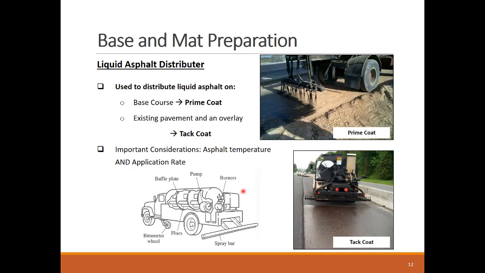The distributor trucks spray liquid asphalt on top of the aggregate base to create a prime coat, or on top of an existing asphalt binder course to create a tack coat. The asphalt is kept in its liquid state by heating it with burners inside the tank and adding emulsions to it. The asphalt is sprayed from the back of the truck using a spray bar that's typically the width of a standard traffic lane. The specifications or material manufacturer will call for a specific asphalt temperature and application rate, as in how many gallons sprayed on a unit area.